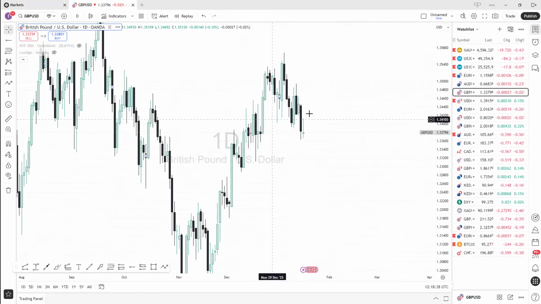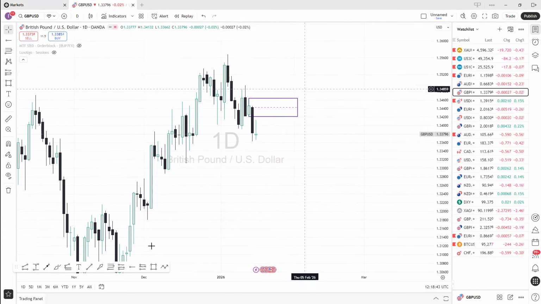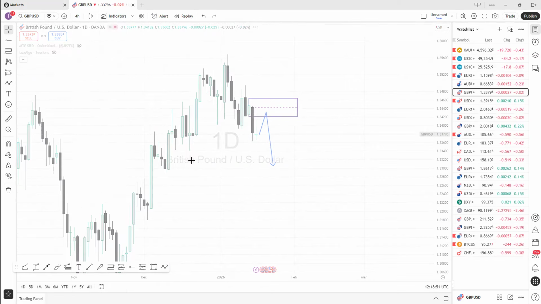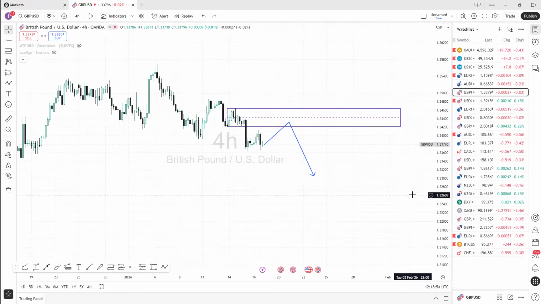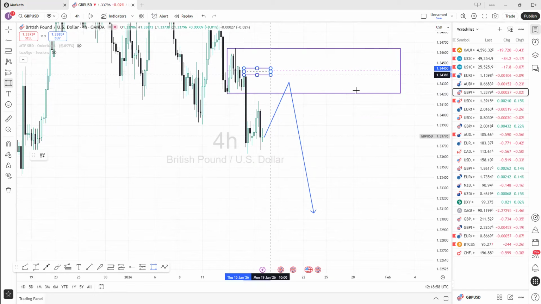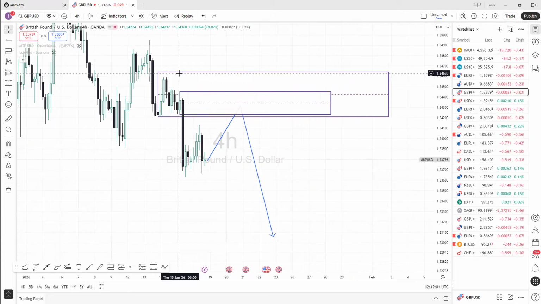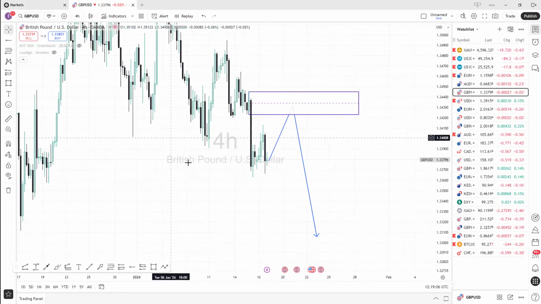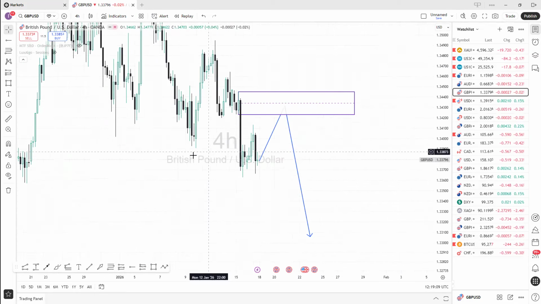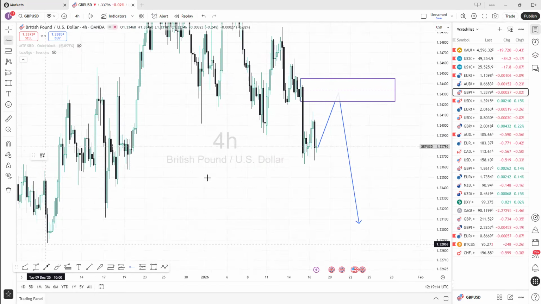On daily time frame, we have that supply zone. So price may retrace back to that supply, and then you can get a downtrend continuation. On 4-hour time frame, we have 4-hour supply within that daily supply. So let us use that 4-hour supply as a point of interest where you can execute your short position, and we'll target this external range liquidity.